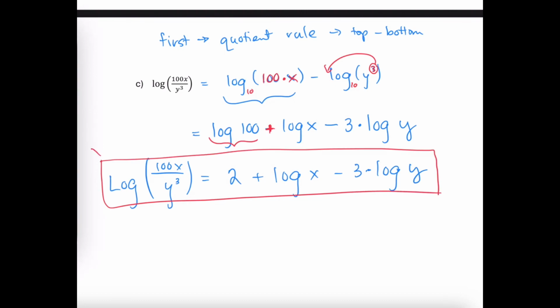Our last example in this video is log base 2 of p squared times r divided by 8 times the square root of z. And we're now going to expand this. The first thing that I want to do before we start expanding is to rewrite the square root of z as being z raised to the 1/2 power.